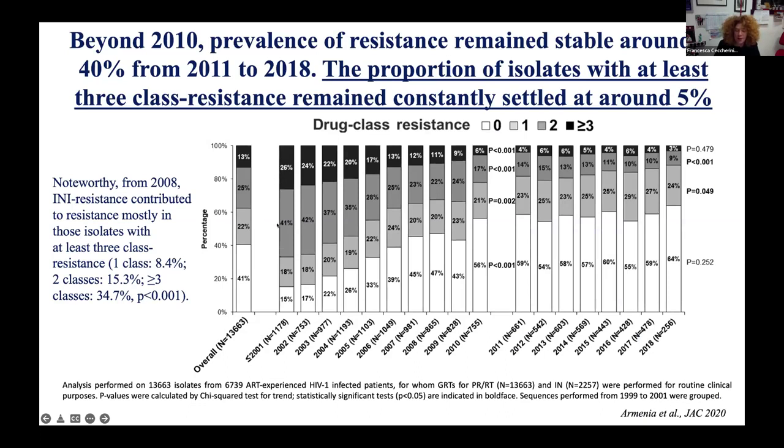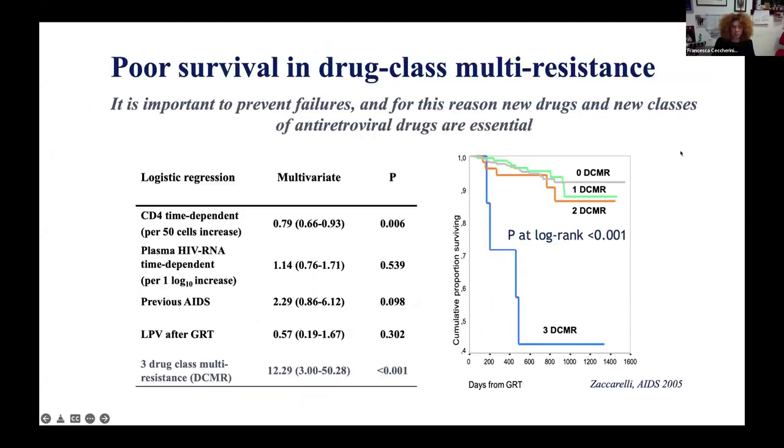This is again our Italian data that show how in the beginning, when we didn't have really potent drugs and we used for many years sequential monotherapy, the majority of the individuals failed with resistance, okay? Many to 3 or 2 classes. Very few patients failed without resistance. Today, few fail, and if they fail, the majority of the individuals fail with no resistance, because we use drugs with high genetic barrier. But still, we can have mutations, 1 class or 2 classes, and very few with the triple classes.